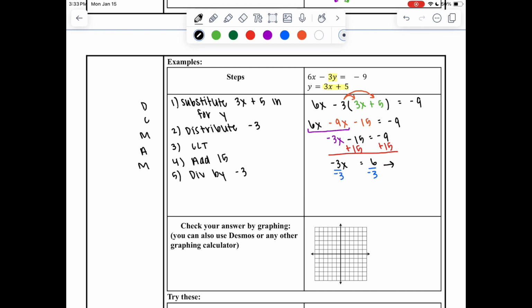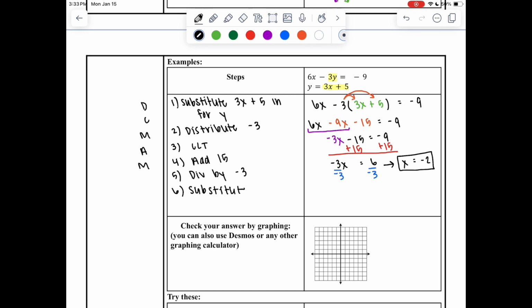Negative 3x divided by negative 3 is 1x. 6 divided by negative 3 is negative 2. We're not done yet, though. We have to do some more substitution. I need an ordered pair, which means that if I have an x value, I need a y value. I'm going to do some more substitution.